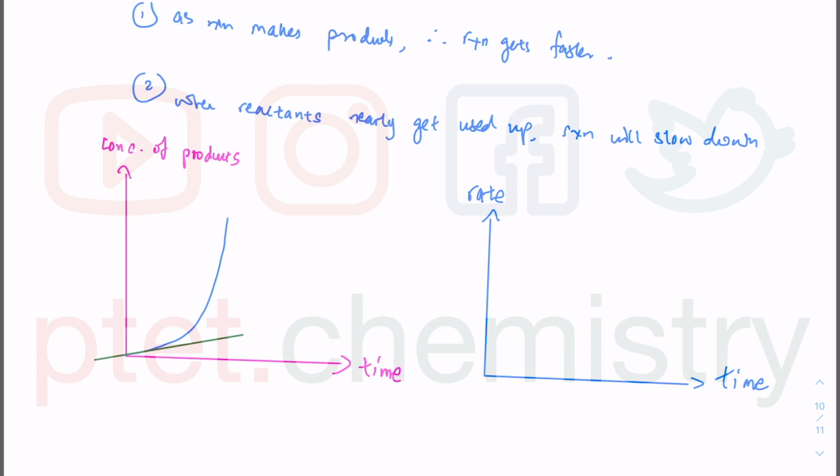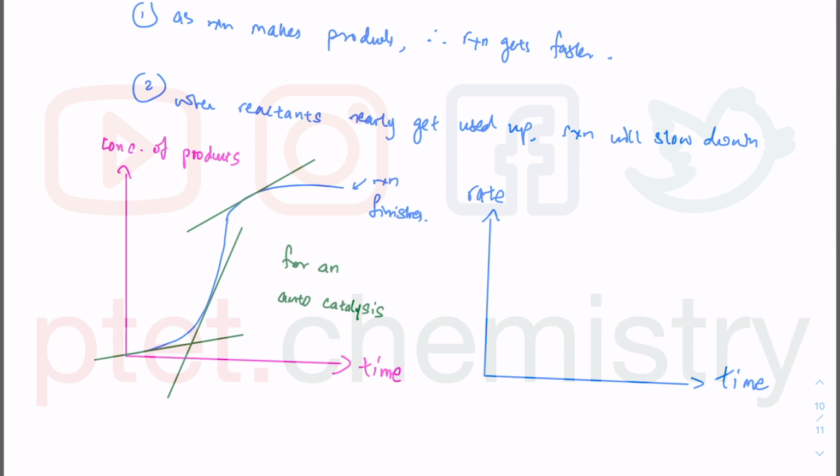So towards the end, it will slow down again and there'll be no more product produced as the reaction finishes. Now let's have a look at the gradient again. The reaction got so fast there, and then the reaction slows down again. This is the idea of concentration against time for an autocatalytic reaction, or we call it autocatalysis.